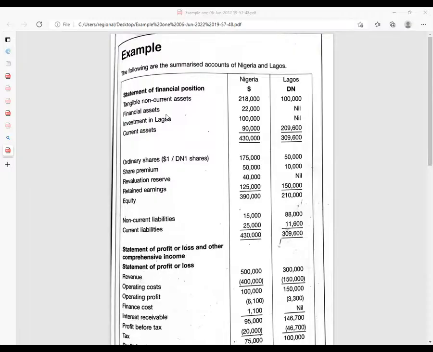Right. We have financial assets there. The third thing there is investment in Lagos. So there is no way we shall have an investment in Lagos. Lagos is our subsidiary. We can't really talk of us investing in ourselves. Investment in Lagos will be replaced with what we call goodwill. And then now we have what we call the current assets.